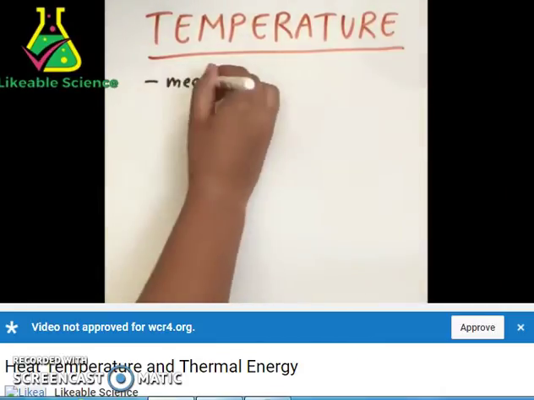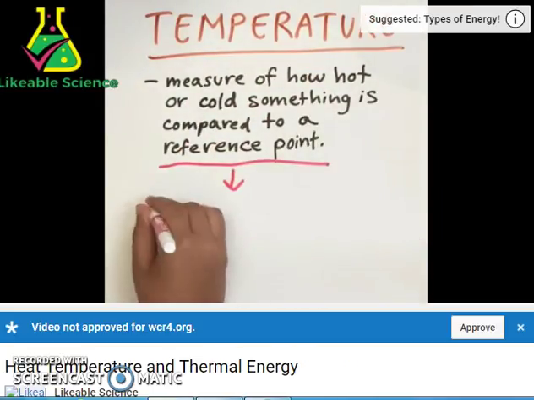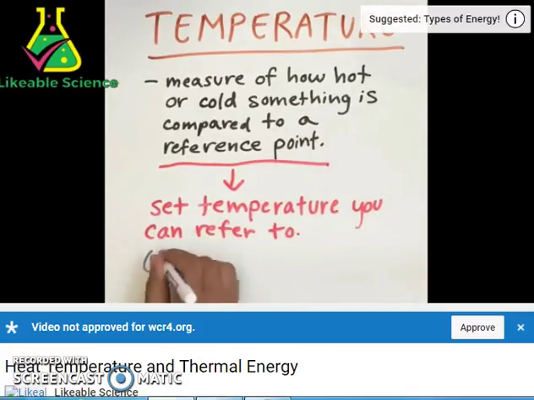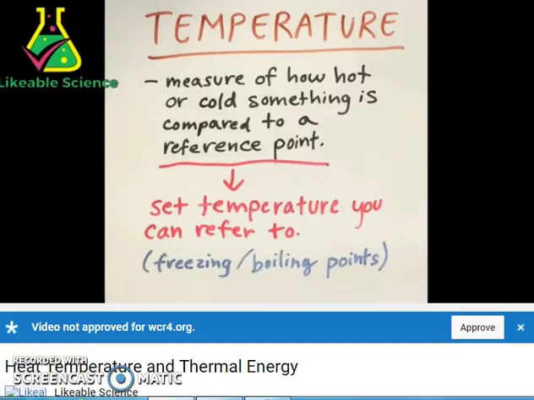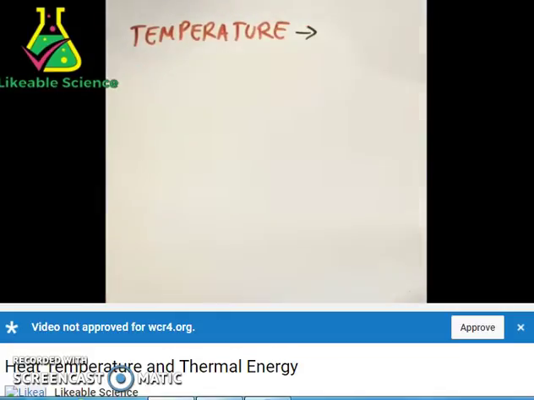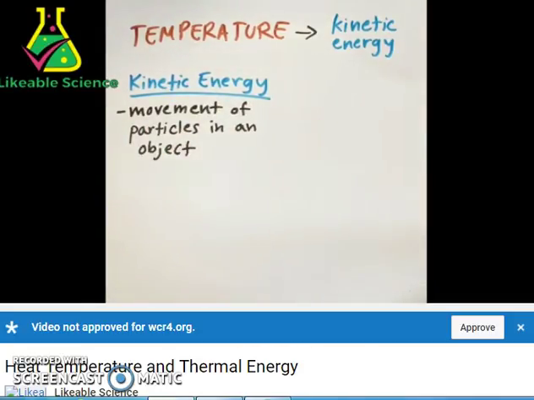So what is temperature? Temperature is the measure of how hot or cold something is compared to a reference point. A reference point is a set temperature that you can refer to, like the freezing point or boiling point of water. The temperature of the object relates to how much kinetic energy is in that object. Kinetic energy is the movement of particles in an object.